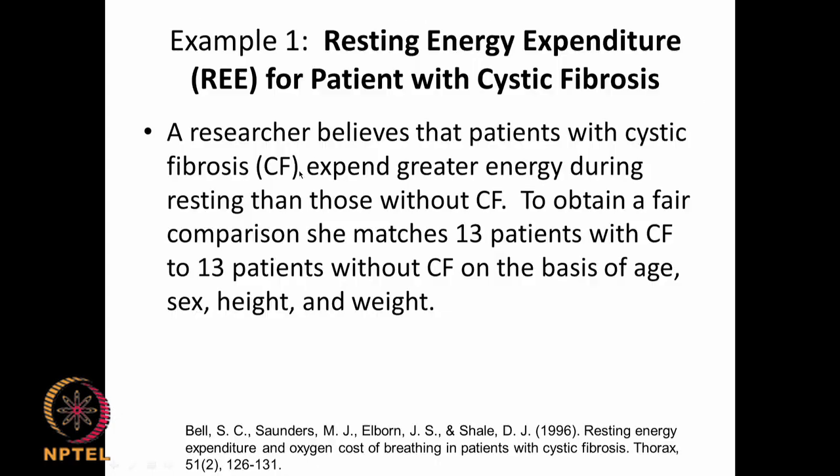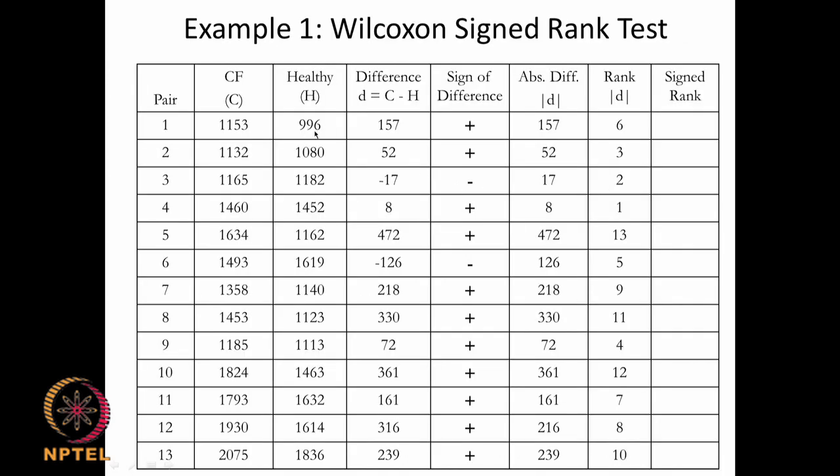So the comparison is that cystic fibrosis expends more energy. What we have done is C minus H, C minus H, C minus H. Then look at the sign of the difference: plus, plus, minus, plus, plus, minus, plus, plus, plus, plus, plus, plus, and so on. Now you take the absolute difference of this data and rank them, just like originally we did in the rank test. The lowest gets 1, the next one gets 2 and so on, until the highest gets 13.